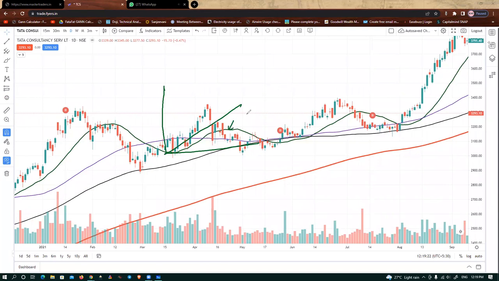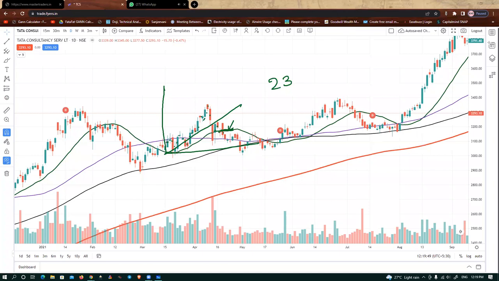This is below 45, right? Now you can see 1, 2, 3, 4, 5, 6, 7, 8, 9, 10, 11, 12, 13, 14, 15, 16, 17, 18, 19, 20, 21, 22, 23. Here it becomes flat. In 23 days, the price movement occurred from here.